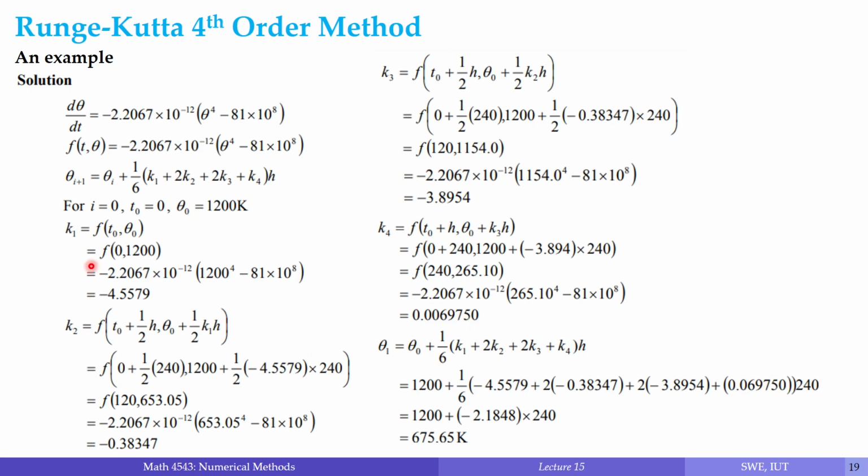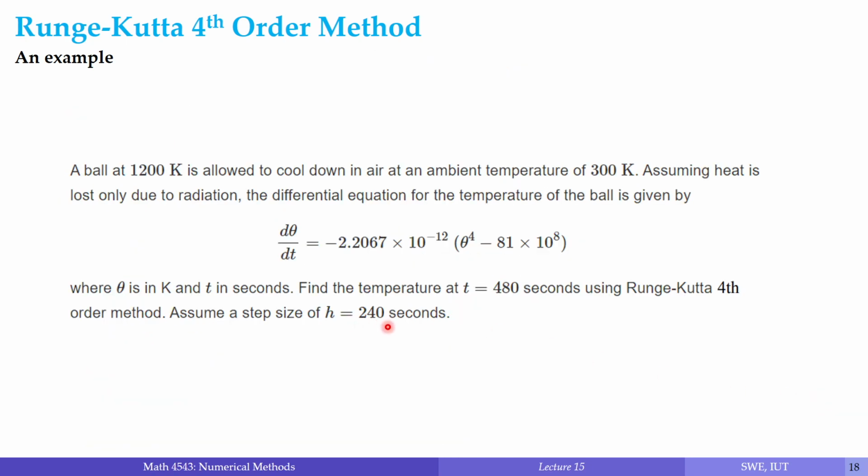You should get something like 0.0069750 for k4. Now that we know all four of our slope values, our job is to perform a weighted sum of them, because in our actual formula for the RK4 method, we use a weighted sum of all these slopes, multiply it with h and add it to the y sub i value, or the theta sub i value in this particular example. We know i is 0, so we use theta naught, which is 1200 kelvins. So 1200 plus the weighted sum of these four slope values times h, and h is of course 240, as given in the question.